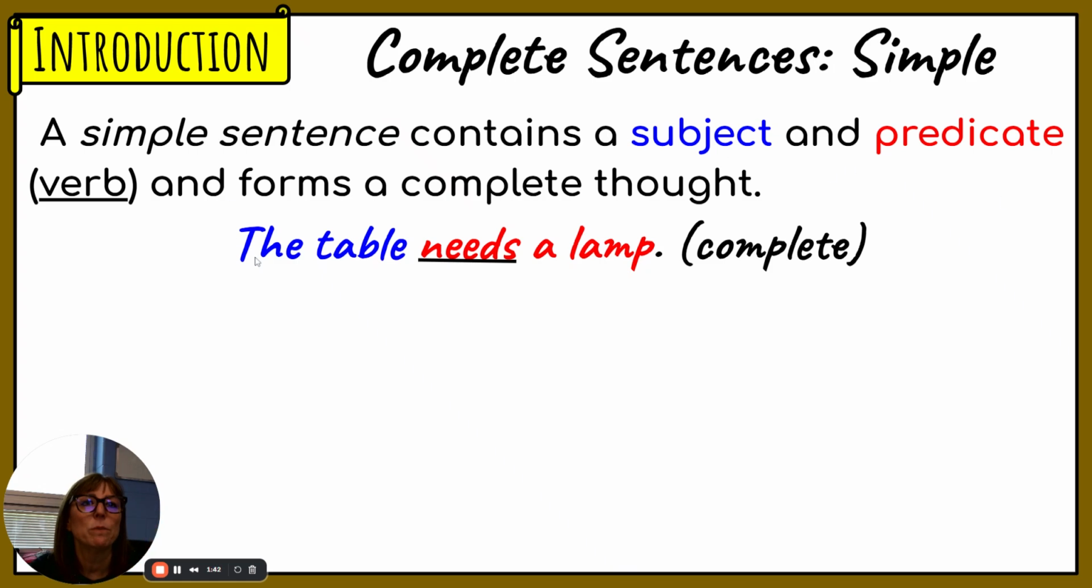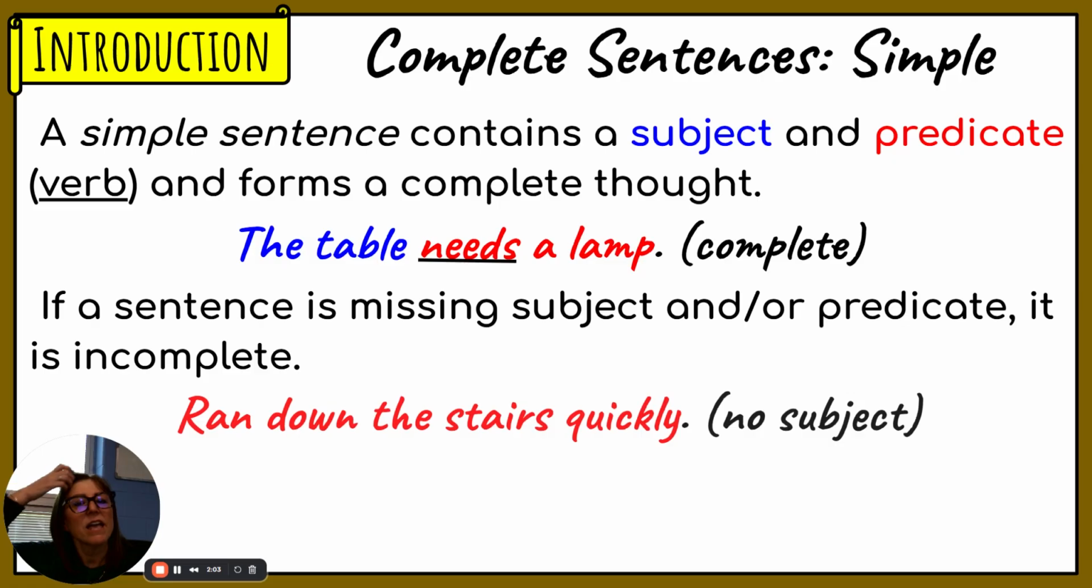So an example of that would be, the table needs a lamp. And you'll see that the subject is blue, the table, and we'll see that the predicate is red, it needs a lamp. So even though the table is not a who, it is a what, it still did something. It needed something. So the table needs a lamp is what we call a complete sentence.